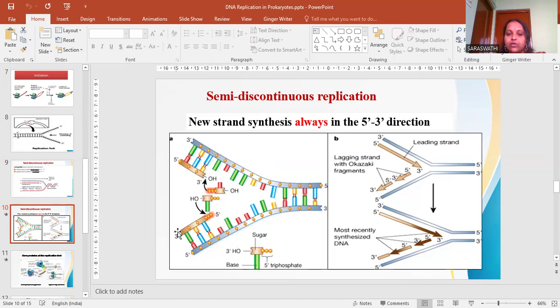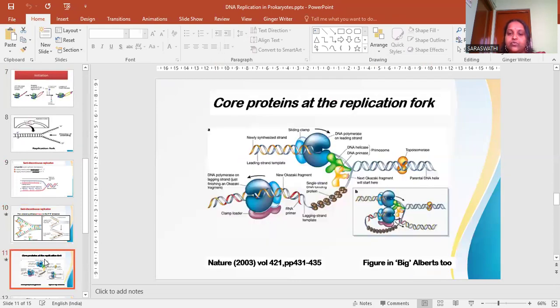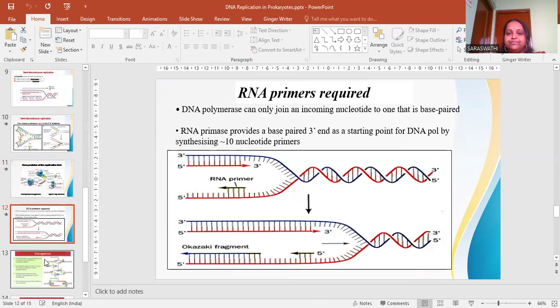Here also synthesis will happen only in the 5' to 3' direction, but the synthesis will be in the form of patches. There is fragmentation. It is not continuous. So we'll consider these as Okazaki fragments. Okazaki is a scientist who named these fragments, so we consider them as Okazaki fragments.